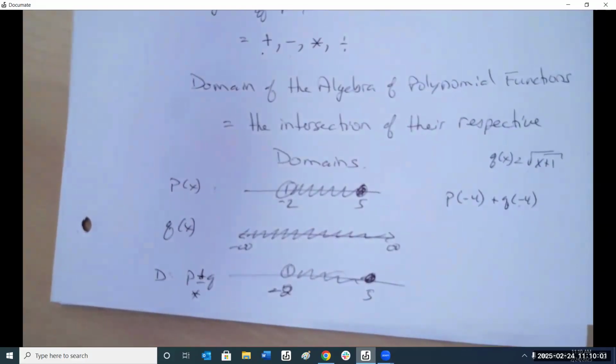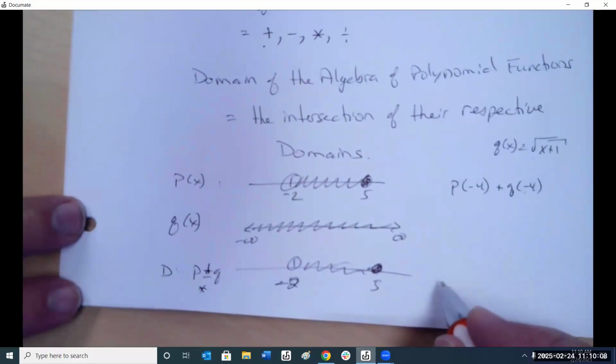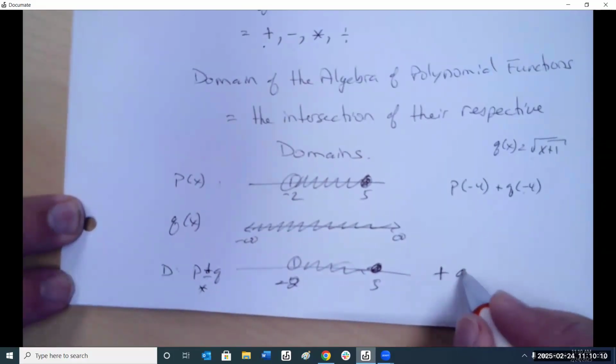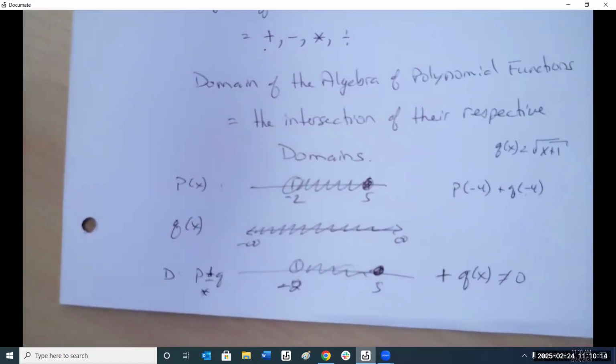Except when it comes to rational expressions, it's overlapping plus where Q of X does not equal 0. Remember, the bottom can never equal 0. But it's both. It's the overlapping of the two domains and wherever the denominator is not equal to 0. Not just 0, but it has to be defined.